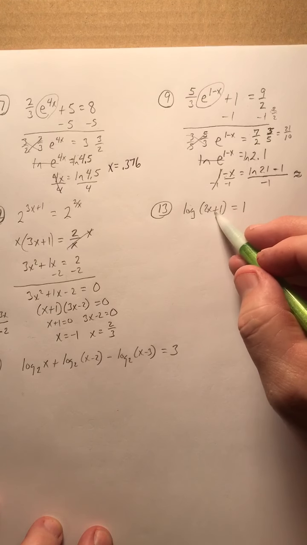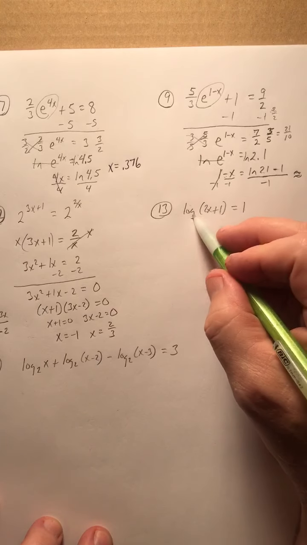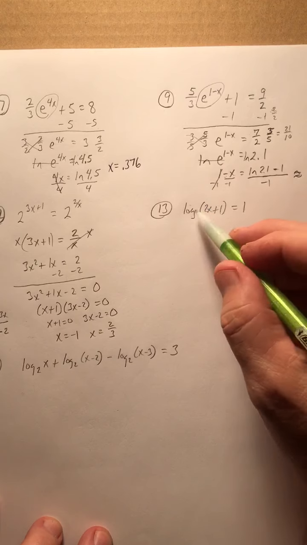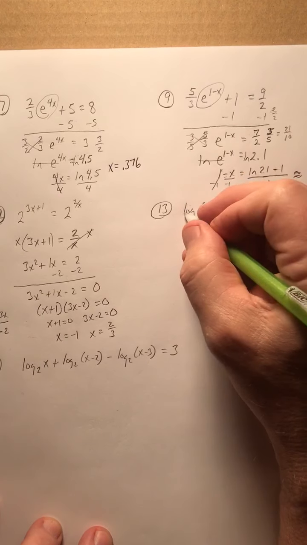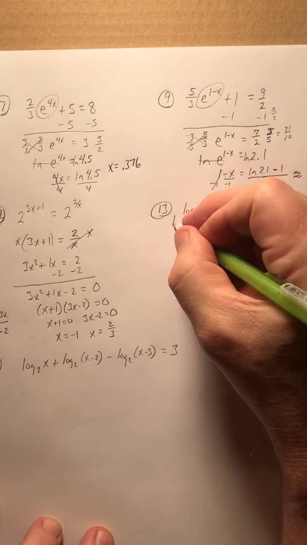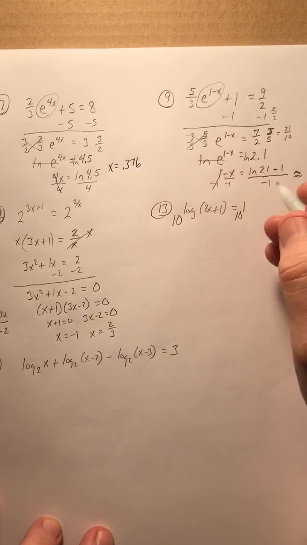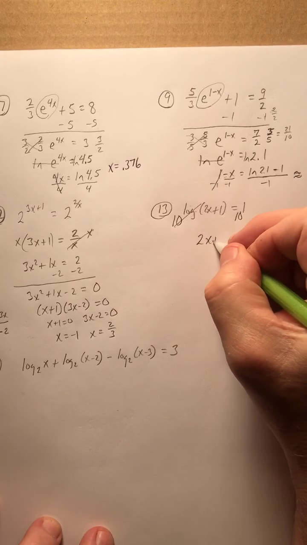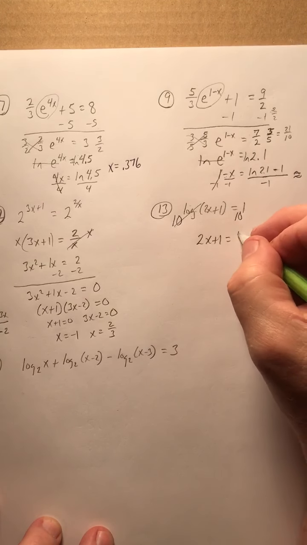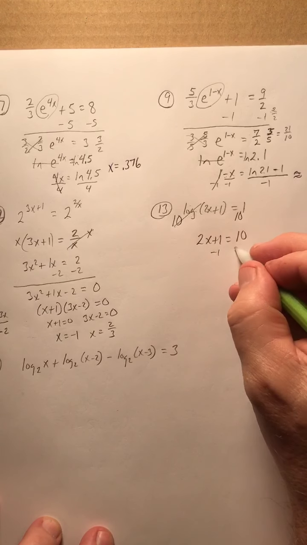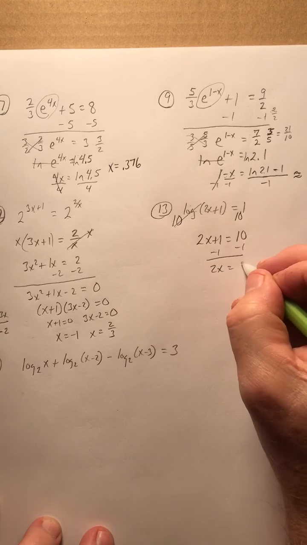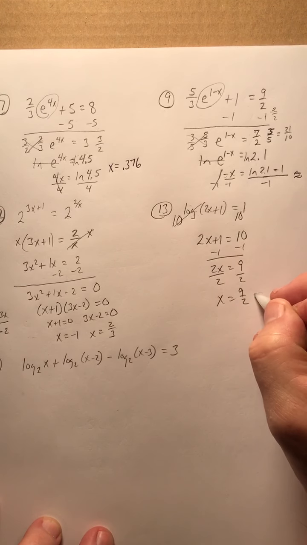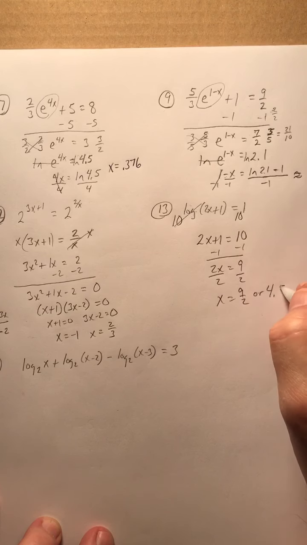All right, now number 13. We got the log of 2x plus 1 equals 1. Again, when this log is just written like this, that means it's log base 10. So to get rid of the log, we have to make each side an exponent of 10. So put a 10 here and do the same thing on the other side. The 10 and the log cancel out, so it leaves me with 2x plus 1 equals 10 to the first, which is just 10. And then I just subtract 1, I get 2x equals 9. Divide by 2, and I get x equals 9 halves, or you can write it as 4.5.